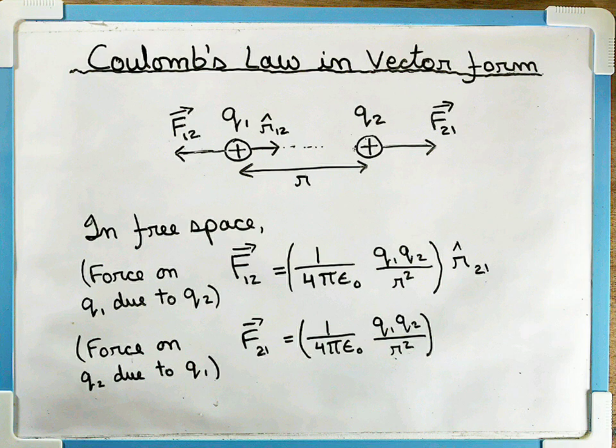From the diagram it is clear that F12 is in the direction of this unit vector R cap 21. You can see here R cap 21 is from Q2 to Q1, in the direction of this force F12. So F12 is in the same direction as the unit vector R cap 21. So we shall use this R cap 21 for the force F12. The direction for this vector force F12 will be R cap 21.